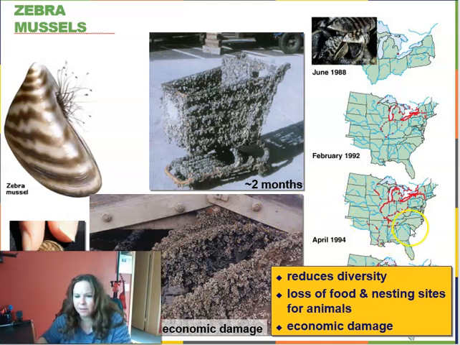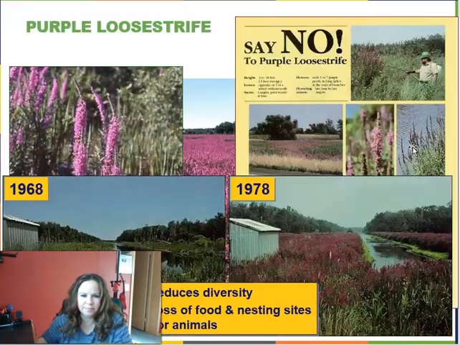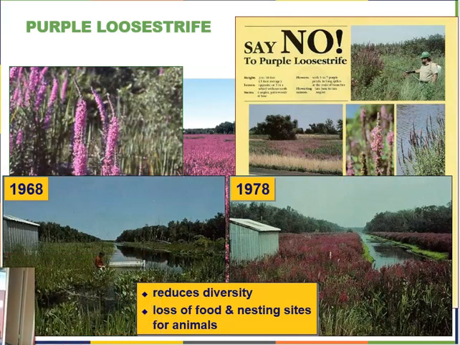Well, their numbers are growing and they're even spreading, not just in the Great Lakes anymore, but further south in the United States. And all of these invasive species have economic damage where it costs money as well for taxpayers to try to get rid of them. Check out this area where we see 1968, and then purple loosestrife takes over. First we had a lot of biodiversity, now it's all purple loosestrife.